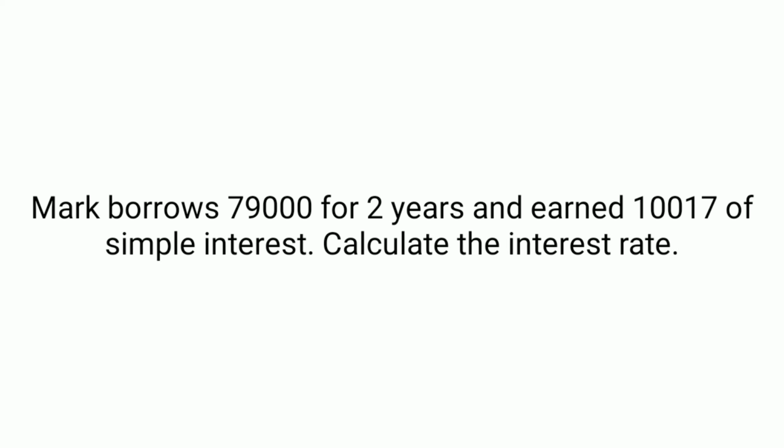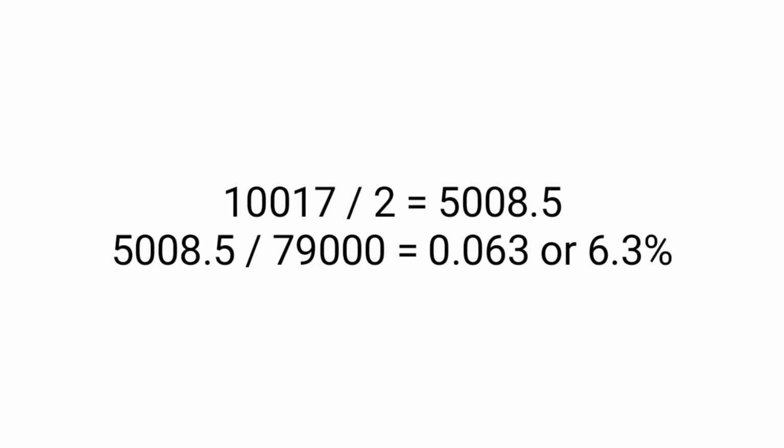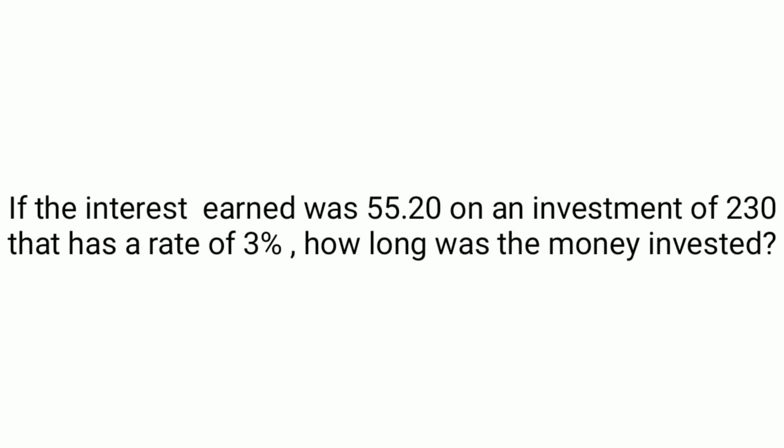And second to the last problem, Mark borrows 79,000 for 2 years and earned 10,017 of simple interest. Calculate the interest rate. So first we are going to divide the simple interest of 10,017 by 2 years to get the interest amount of 5,008.5 per year. And next we are going to divide the interest amount of 5,008.5 by the borrowed amount of 79,000 to get the interest rate.